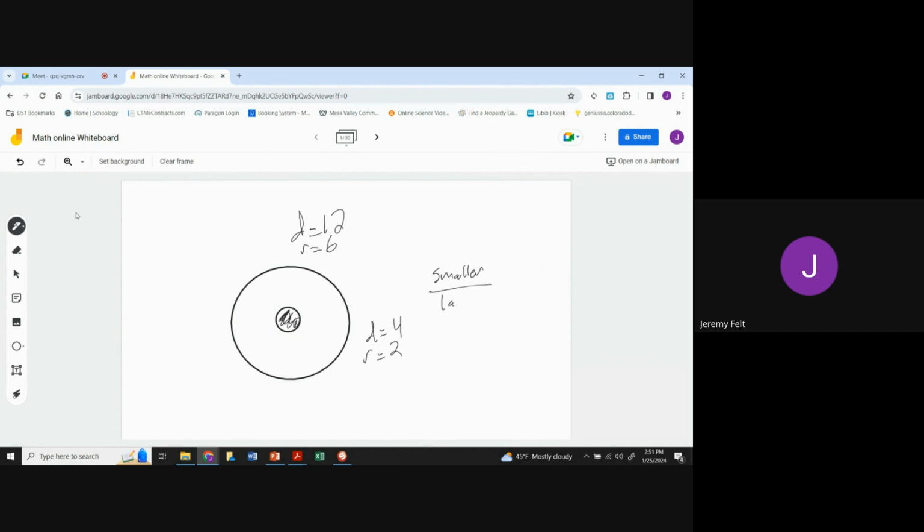over the larger region. So area of, let's look at the smaller, the circle, pi r squared. 2 squared is 4, so that's 4 pi. Larger region, pi r squared. 6 squared is 36, so 36 pi. Okay, so we have the smaller over the larger.